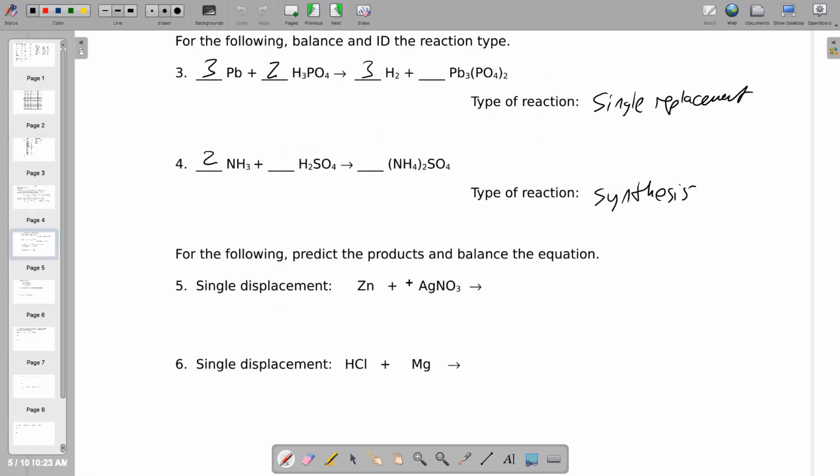Zinc replaces silver. Now, it turns out zinc usually has a charge of 2+, and that's not on the ion chart. So I won't give you something that you don't know easily what that thing is. But silver has a charge of 1+, and nitrate has a charge of 1-. So if the zinc goes with the nitrate, it's going to have to be Zn(NO3)2, and then the silver goes by itself. And that's not balanced. You got to put a 2 in front of the silver nitrate and a 2 in front of the silver, and then that balances the equation.